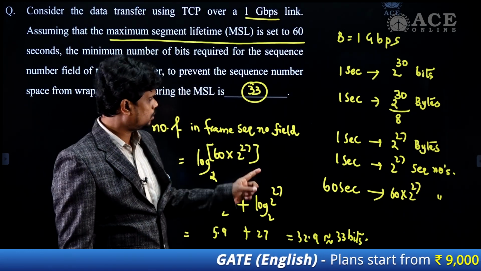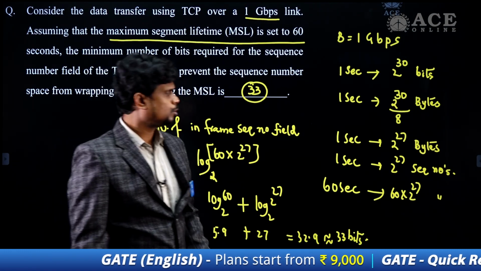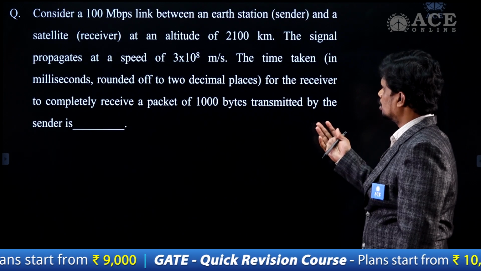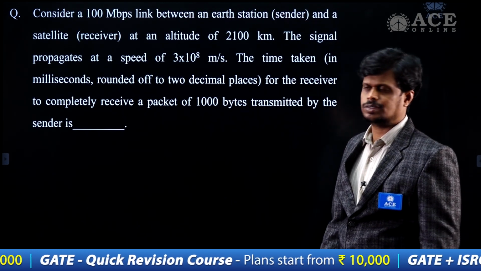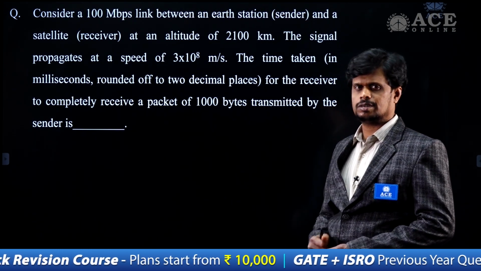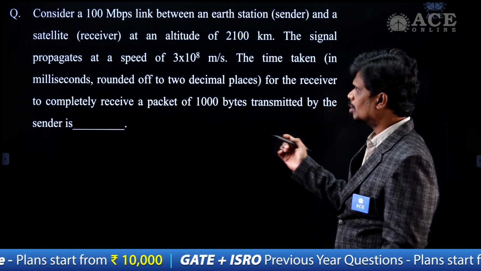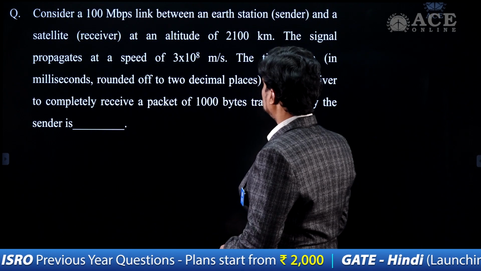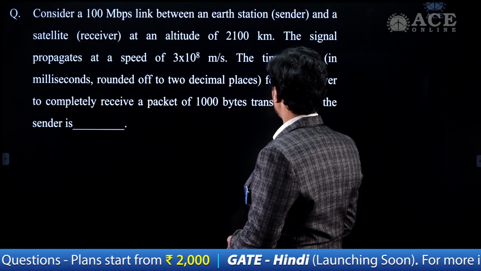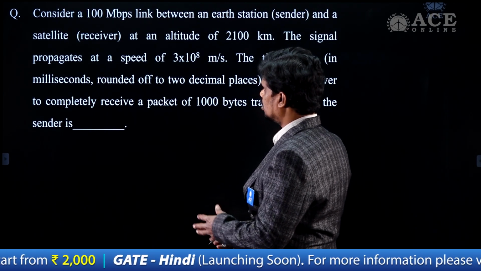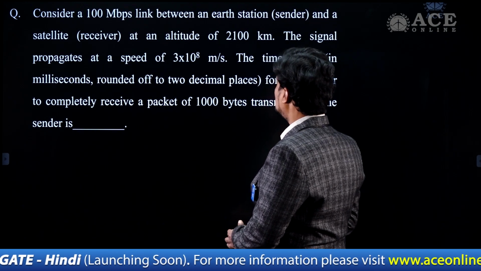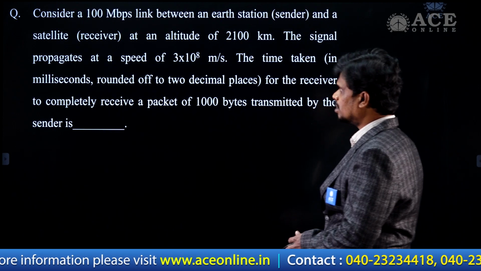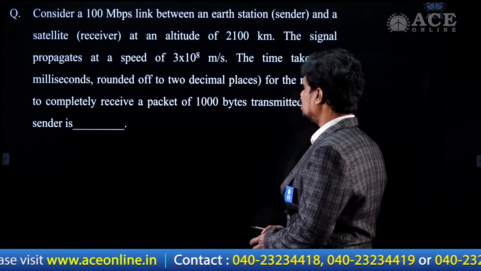So I hope you are clear with the explanation of this question. Let's move to the next question. This is the next question we have from the computer network subject in the GATE 2022 examination. Look at the question statement. Consider a 100 Mbps link between an earth station, that is the sender, and a satellite, that is the receiver, at an altitude of 2100 kilometers. The signal propagates at a speed of 3 into 10 power 8 meters per second.